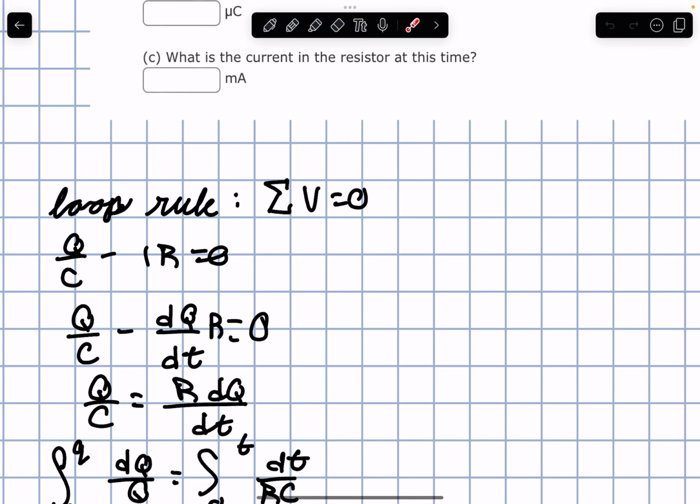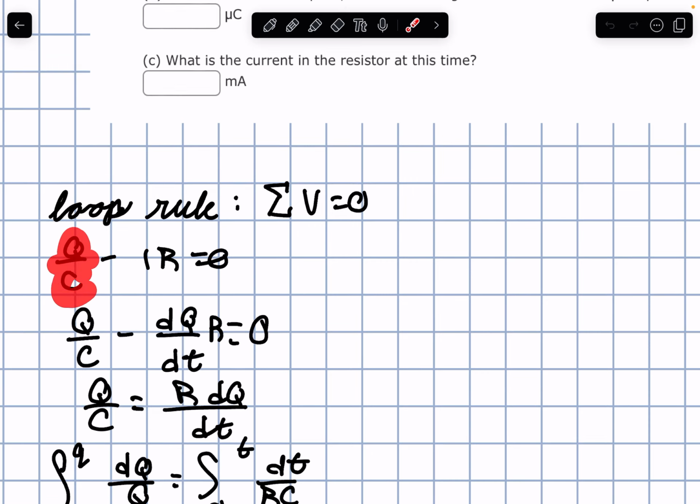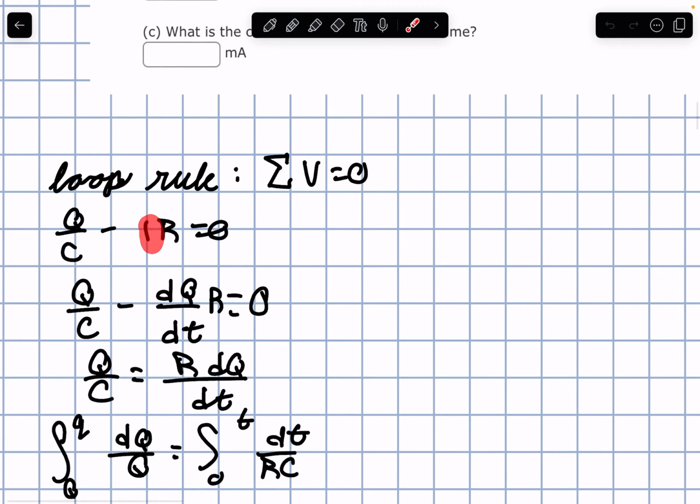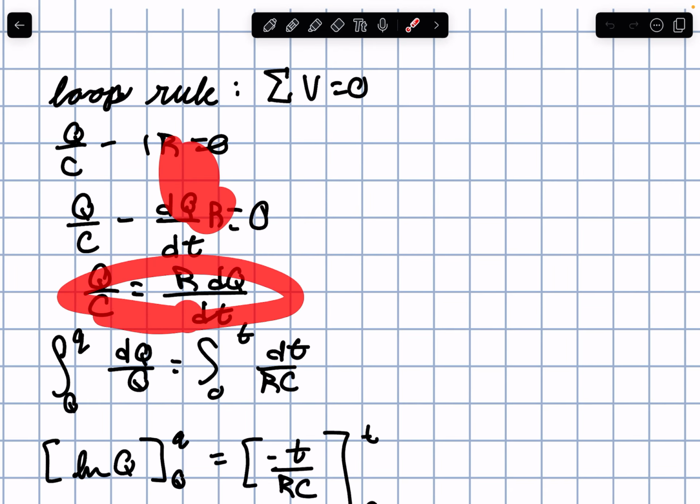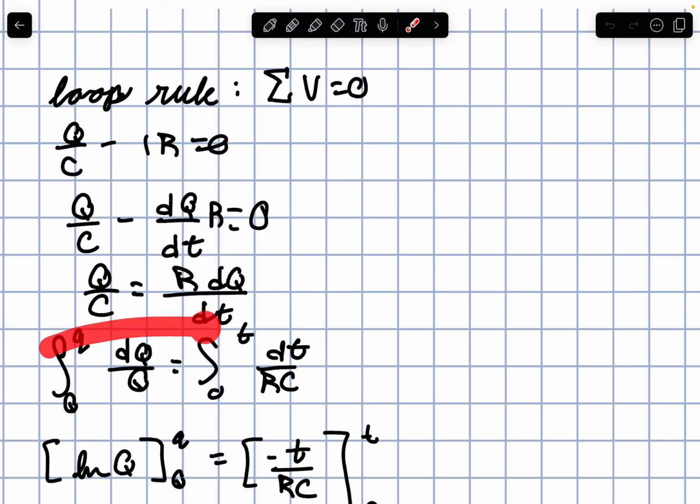So Q, charge over capacitor, minus the current times resistance equals 0. The current is just the change in charge per time, times the resistance. So I just changed that, and then, because it was 0, added it to both sides. And then I made myself a little differential equation here.